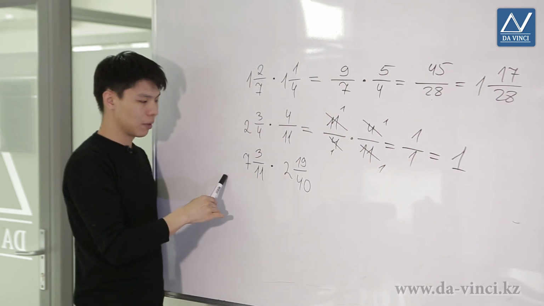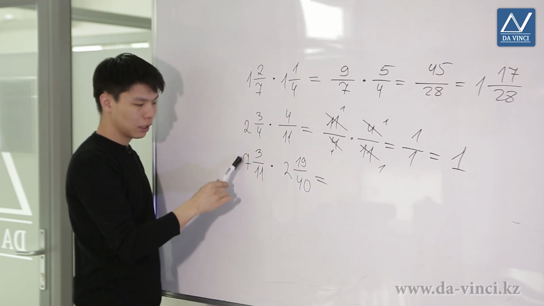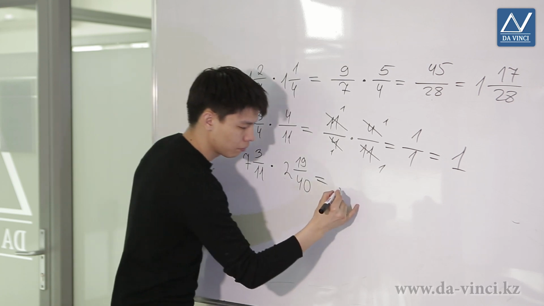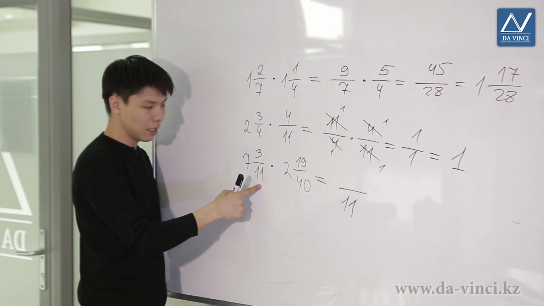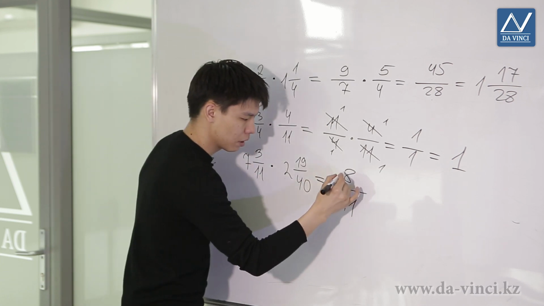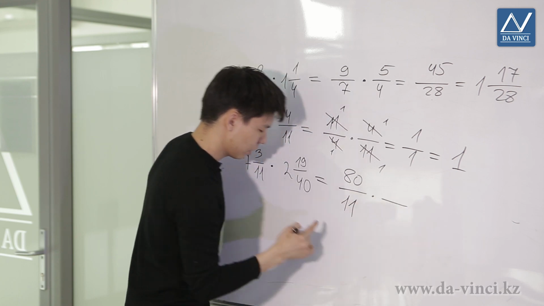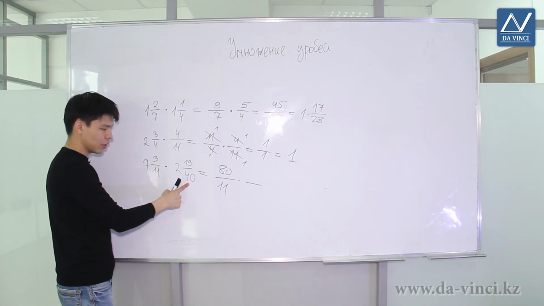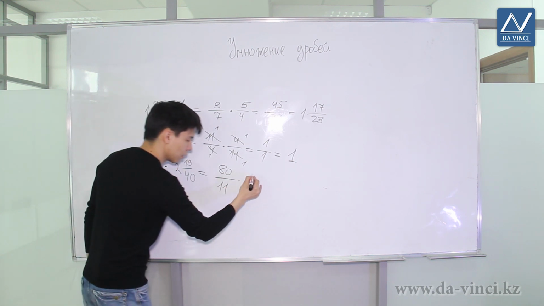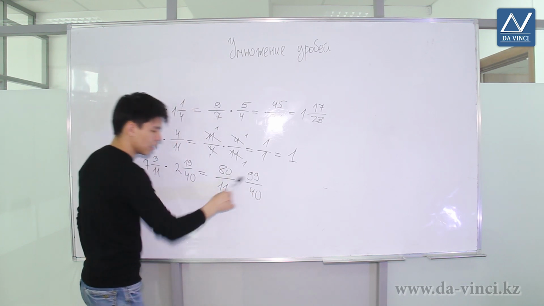Now let's consider the last example. We do exactly the same. Convert everything into an improper fraction, 7 whole 3 elevenths. The denominator remains. 7 times 11, 77. Add 3, 80. We get 80 elevenths. And multiply. We convert the second number. 2 times 40, 80. Plus 19, 99, over 40. It remains to calculate it.